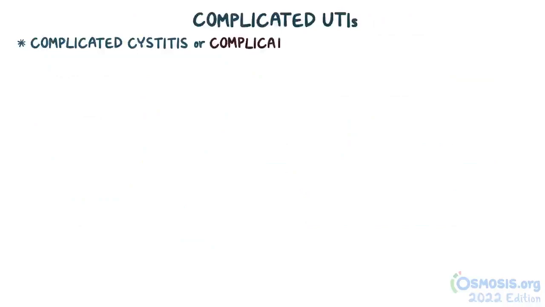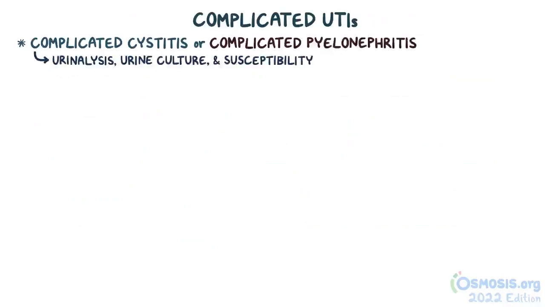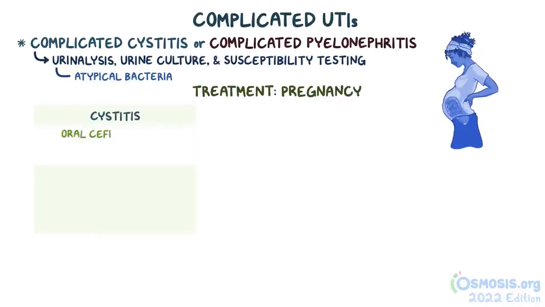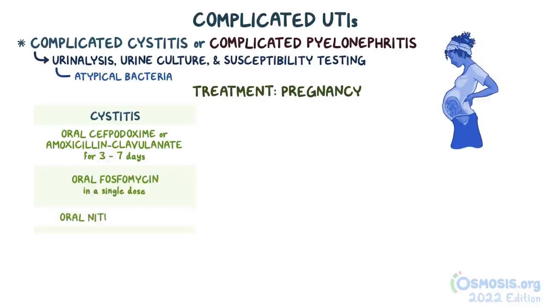Now let's switch to complicated UTIs. In both complicated cystitis or complicated pyelonephritis, a urinalysis, urine culture, and susceptibility testing is always done, because the pathogen is more likely to be an atypical bacteria. In pregnancy, cystitis is treated with oral cefpodoxime or amoxicillin clavulanate for 3 to 7 days, or oral fosfomycin in a single dose. Oral nitrofurantoin can also be used.